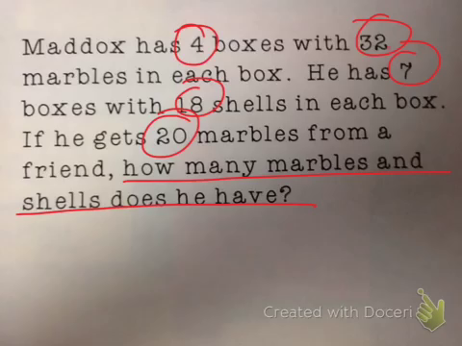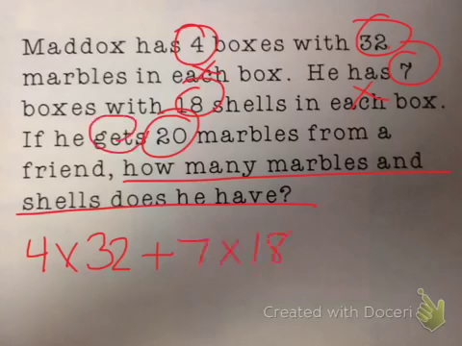I'm going to go through and think, all right, this is a multi-step problem. 4 boxes with 32 marbles in each, that's going to tell us to multiply, so I'm going to go ahead and write that out. And he has, which tells us to add, 7 boxes with 18 shells in each box, so I'm going to do 7 times 18. If you get something, are you adding or are you taking away from your collection? Well, gets means you're adding. And so now we have created our super long equation, and now we're going to use the order of operations to help us solve that.